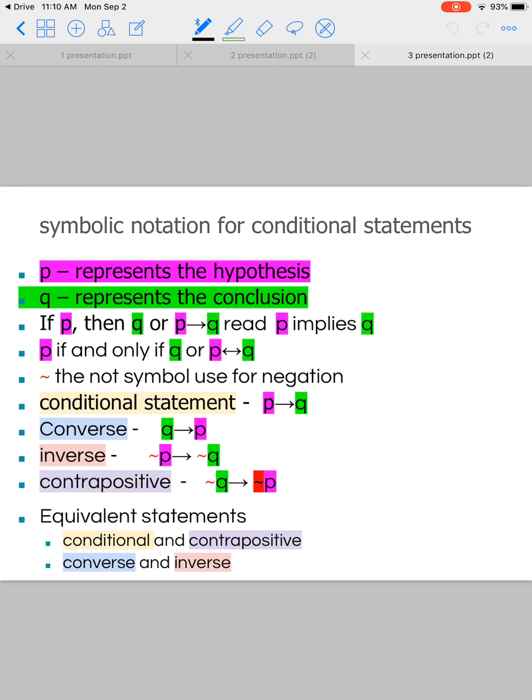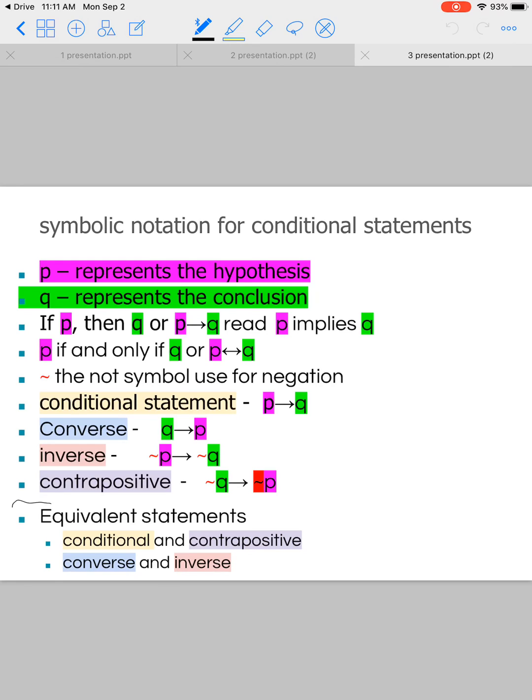So our conditional statement would look like P implies Q. The converse, when you switch it, is Q implies P. The inverse, when you negate, will be not P implies not Q. And remember, the contrapositive does both the switch and negate, so not Q implies not P.